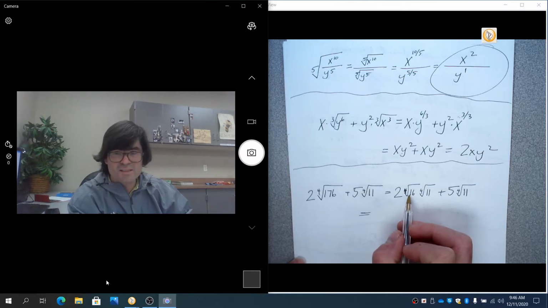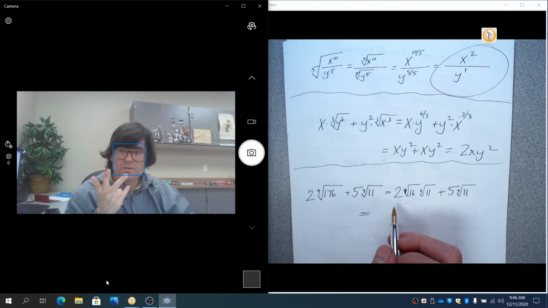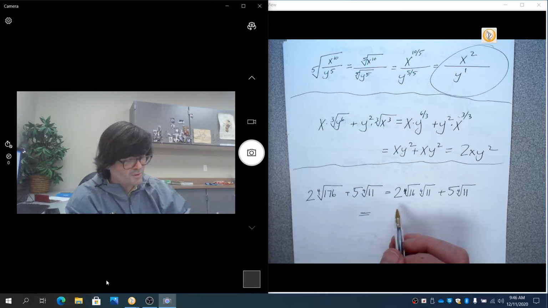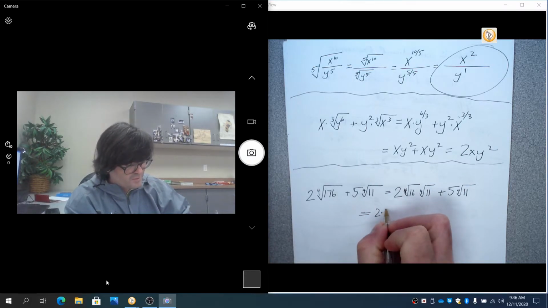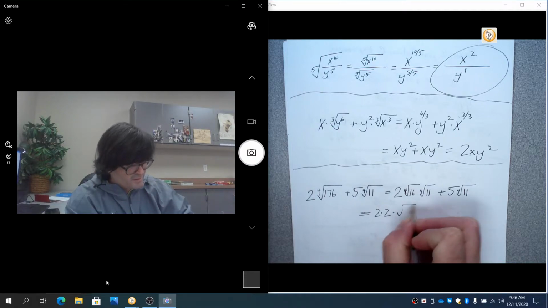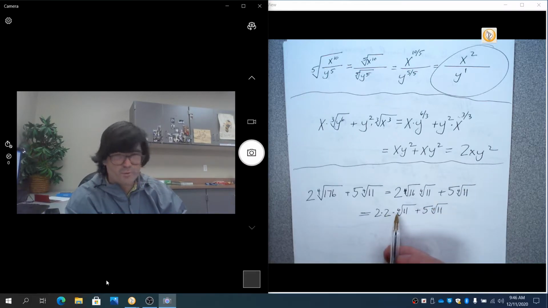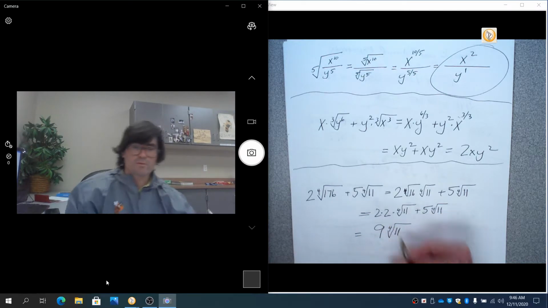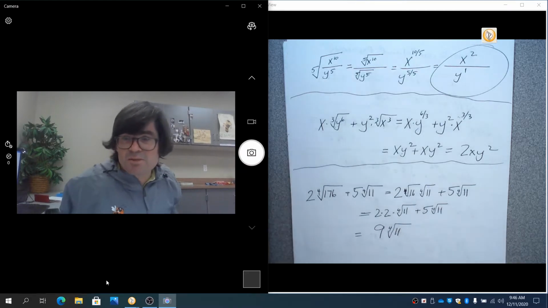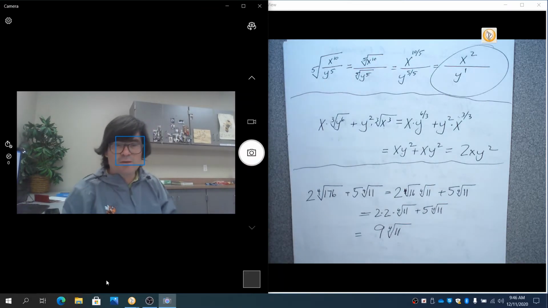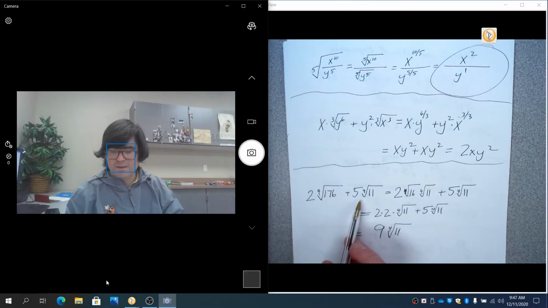The 4th root of 16 is actually 2. 2 times 2 times 2 times 2, all 4. 2 times itself 4 times would be 16. So we have this, and then 5 times the 4th root of 11. This is 4 4th roots of 11, 5 4th roots of 11. That adds up to 9 4th roots of 11. So sometimes it helps just to spend a moment and see if you can make what's underneath the radical, make those match.